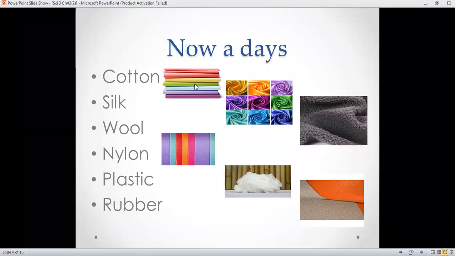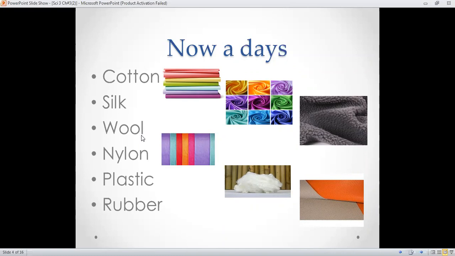You have seen different kinds of clothes. Even boys can wear these cotton clothes. Like mostly you can wear shalwar kameez, which are made of cotton. And then the second one is silk. Here is a picture of silk. Silk is a very soft and shiny cloth. So next is wool. Wool comes from animal skin.